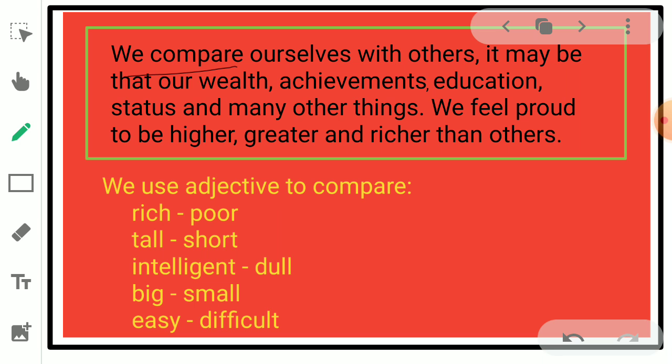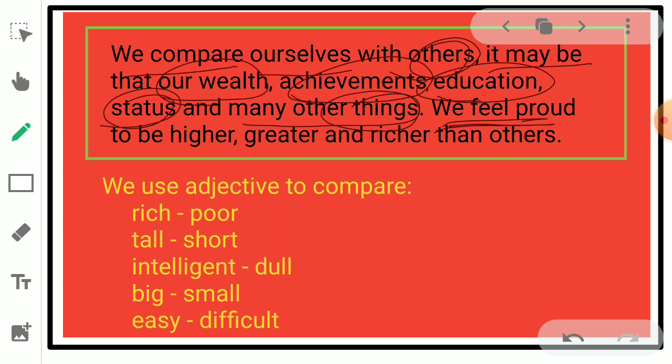We compare ourselves with others. It may be our wealth, achievements, education, status, and many other things which we are ready to compare ourselves along with all this. Thereby, what we are getting is we feel proud to be higher, greater, and richer than others.